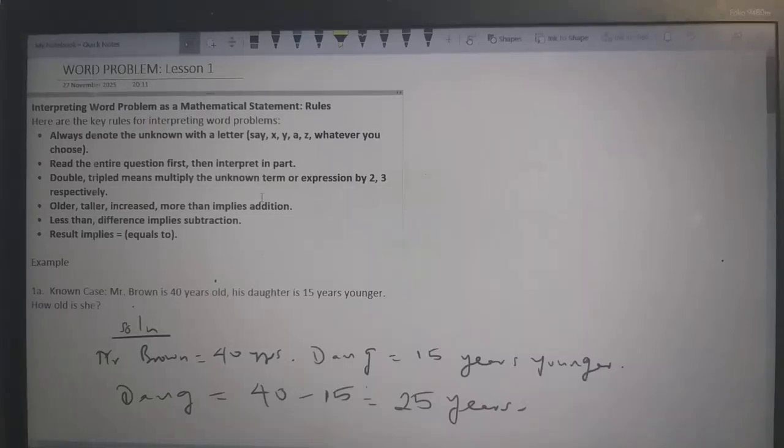Hello, today we are looking at the topic word problem, and we are starting with the introductory parts. What we are looking at is how to interpret a word problem as a mathematical statement. So here you are going to learn how to interpret word problem situations.